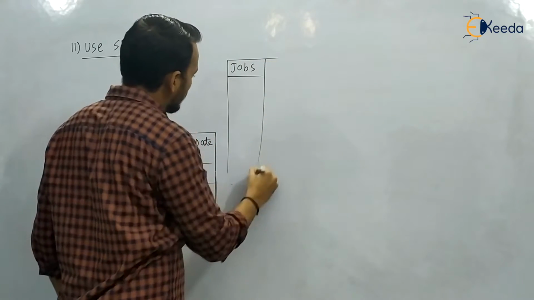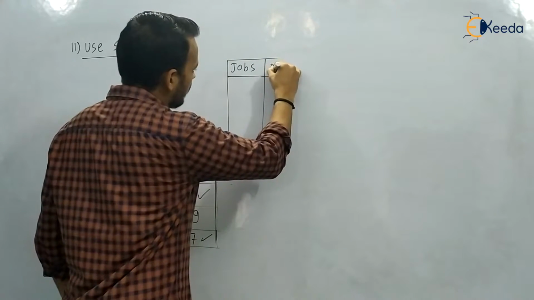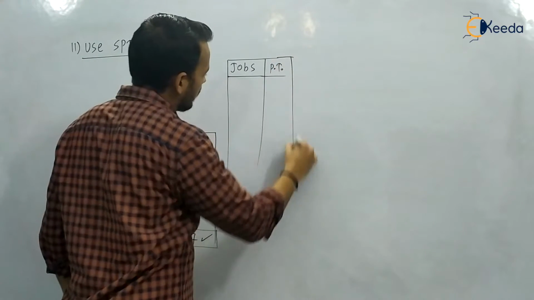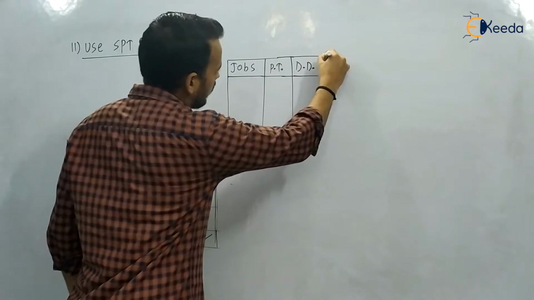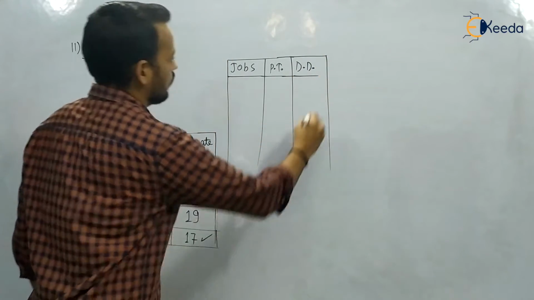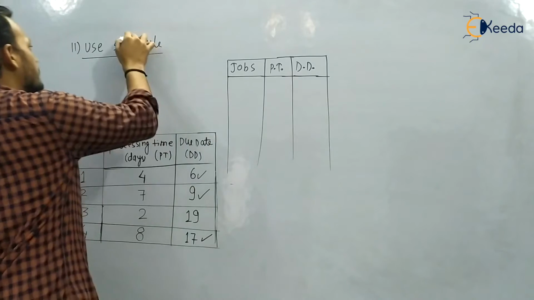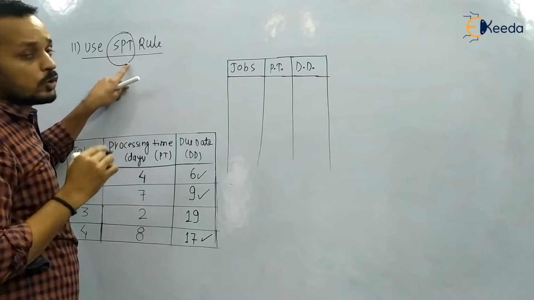Okay, we have got our jobs here. We will write the processing time, in short PT. We will write the due date. So these three things we know, so we will write them. First, now we have to use the SPT rule.